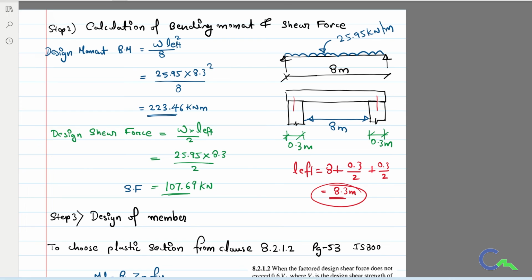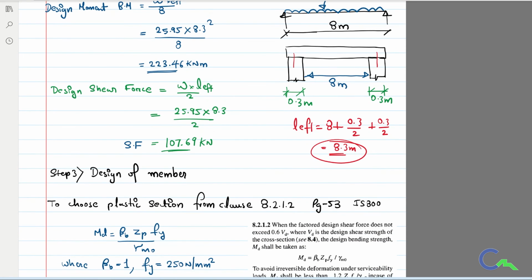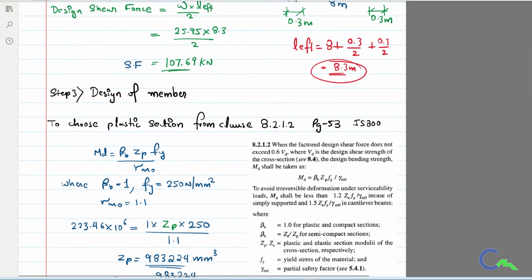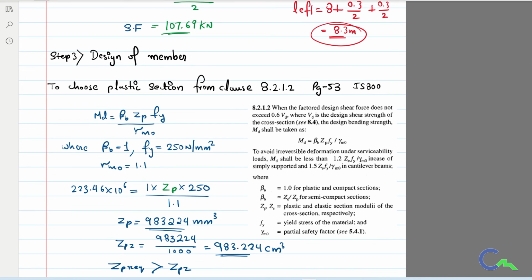The maximum bending moment for simply supported condition is WL square by 8, so I will get 223.46 kilonewton meter. Design shear force is WL divided by 2, 107.69 kilonewton. So the next step is design of member. We have to refer to page number 53 of IS-800.